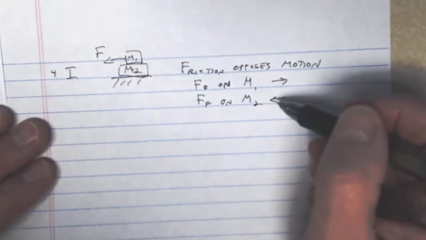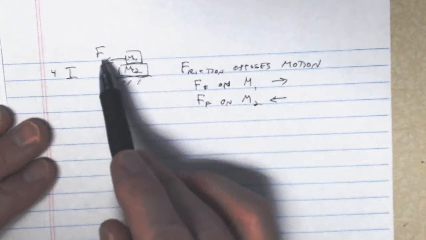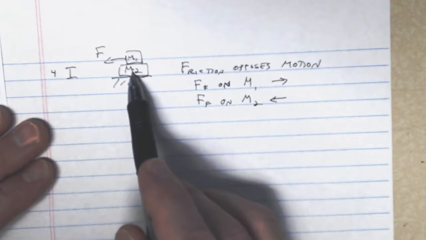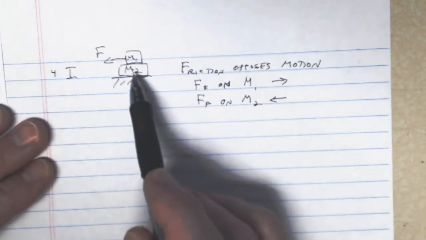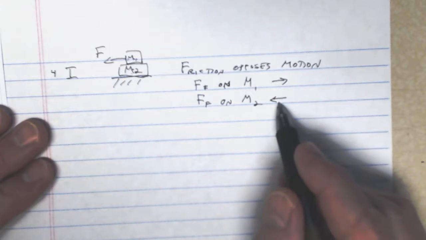That's one way of answering it. Another way of seeing this is that you can imagine when you do this, you're pulling M1 to the left, but you're also pulling M2 to the left. Well, what's pulling M2 to the left? M1 is being pulled to the left by the pulling force, but M2 is accelerated to the left by the force of friction. So that means that it must be pointing to the left. So that's another way of explaining that.